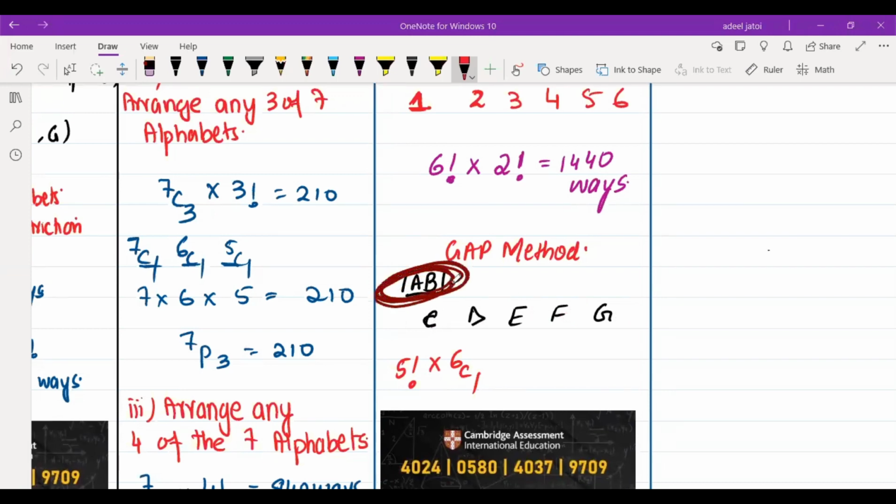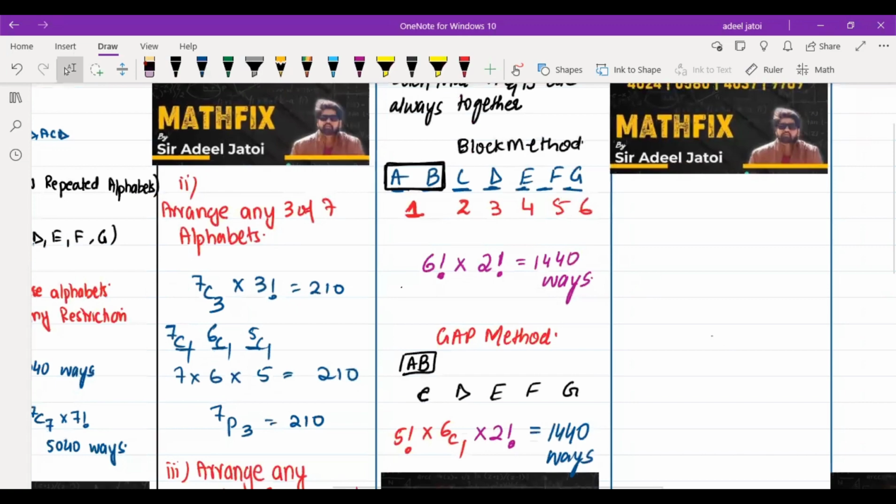And this AB will be arranged inside as well, which will have 2 factorial. When I place it in the gap, obviously it can also be BA. It is not necessary that it will be AB. So I multiply by 2 factorial for AB. The answer for this will also be 1440 ways. So we can apply both methods, the block method and also the gap method.